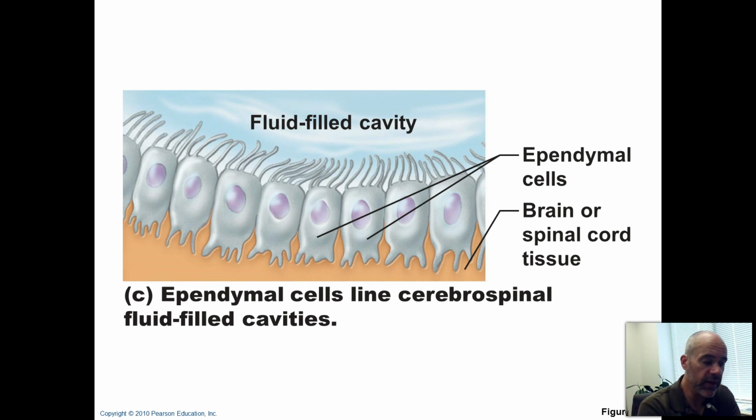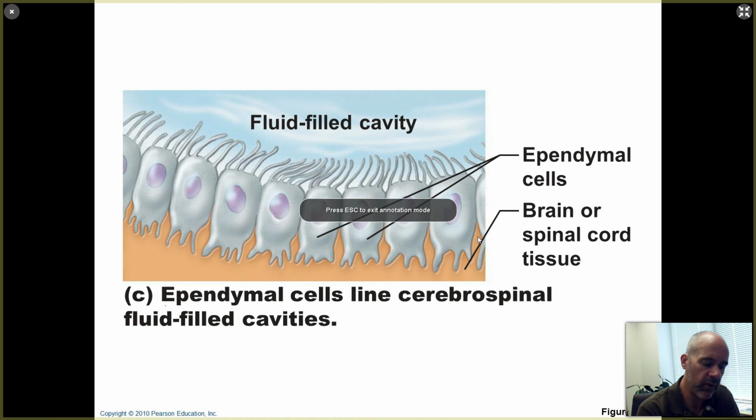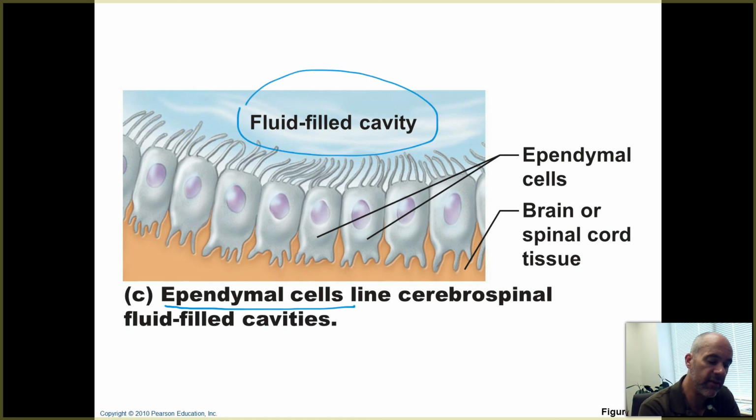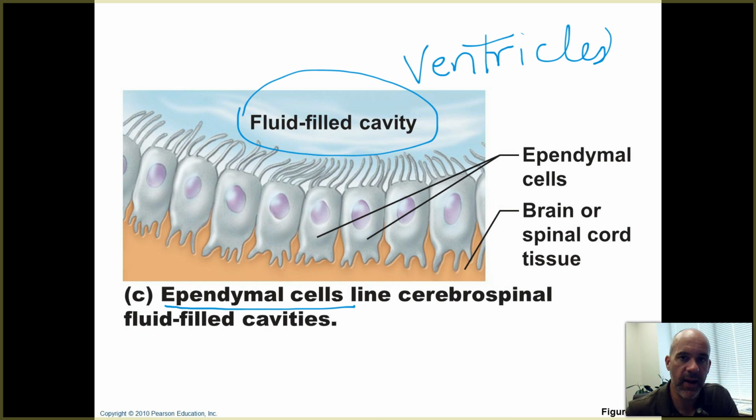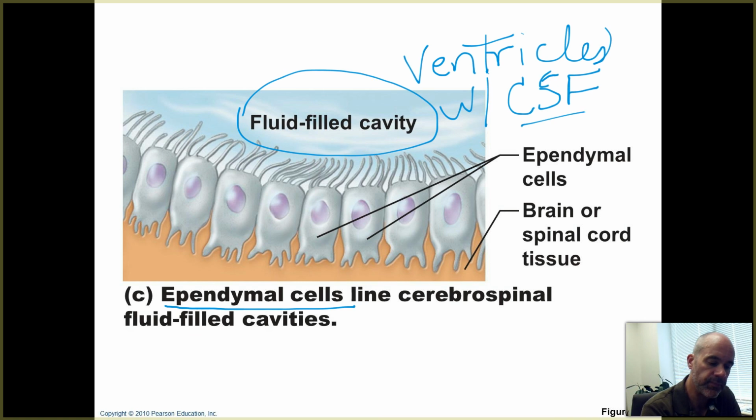Okay, the ependymal cells, they have kind of a cool name, but in addition to that, you have these fluid-filled cavities in the central nervous system, the ventricles that you're learning about over on the anatomy side, and those contain cerebrospinal fluid, or CSF. And so those compartments are lined with these ependymal cells that have cilia on the surface that helps with the flow of the cerebrospinal fluid.